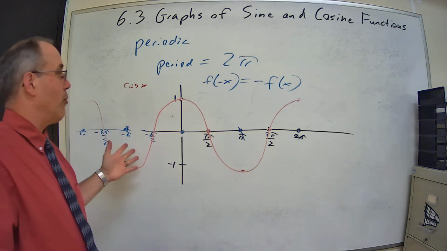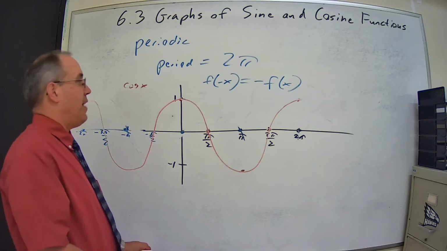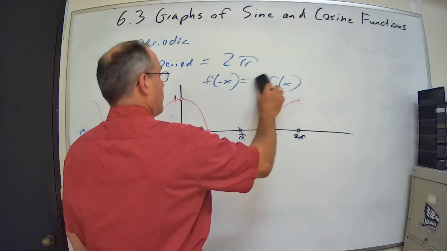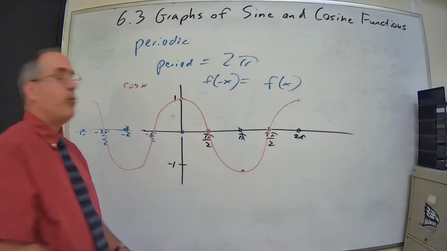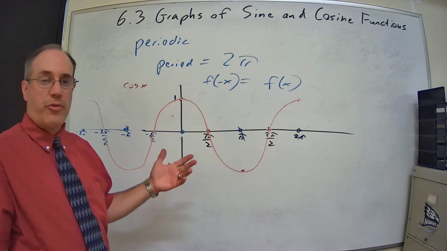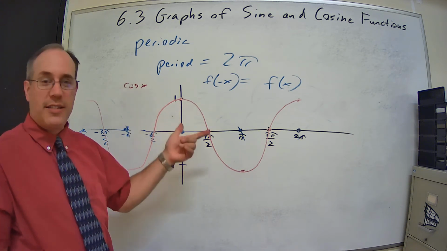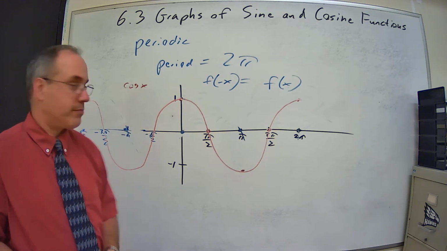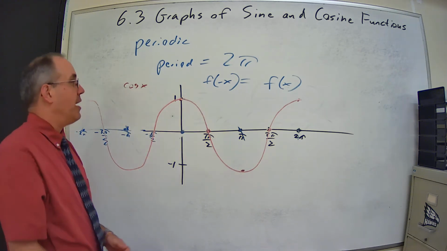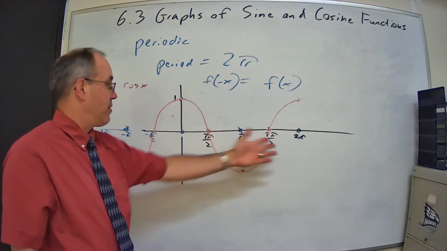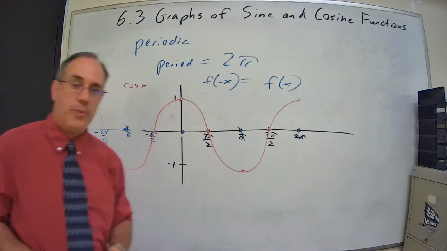So we can see here that when we take f of negative x, we get f of x. So the cosine function is symmetric with respect to the y-axis, or it's an even function. So we can see that it works. Again, it has a period of 2 pi, and we just split it into the pieces there.